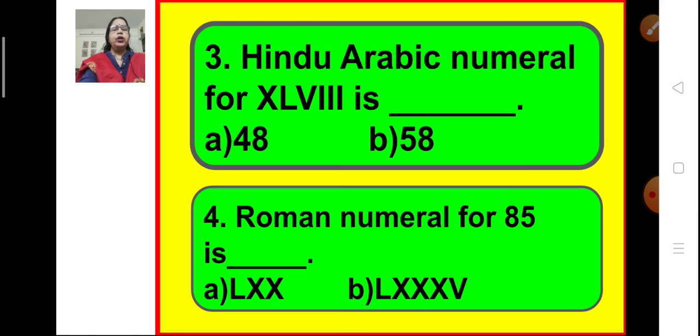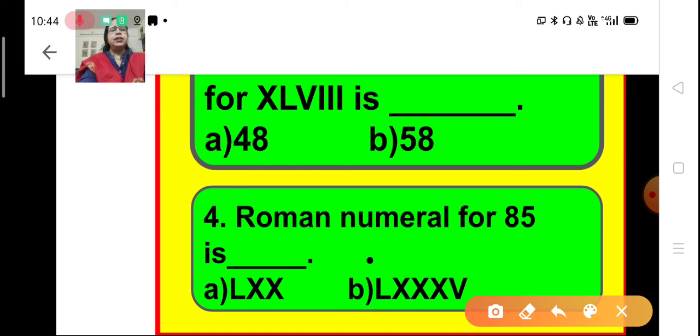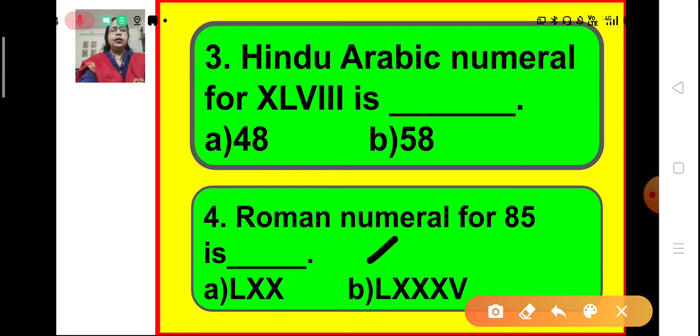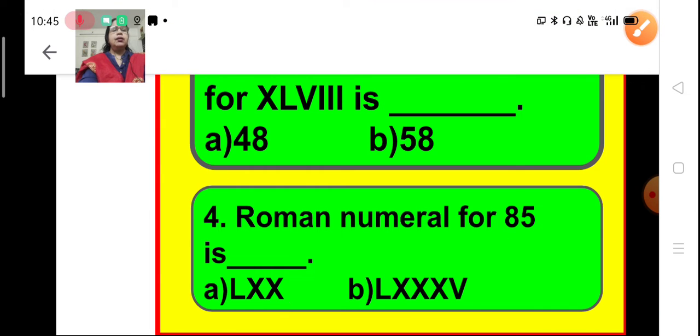Now question number 4, Roman numeral for 85. What is the Roman numeral for 85? Let's see. L represents 50, and then we have 3 X's, means 30, 10 plus 10 plus 10, and then we have V, that means 50 plus 30 plus 5, it becomes 85. So this is the right option. The other option is wrong because it is L plus X plus X, that means 50 plus 10 plus 10, so it becomes 70.